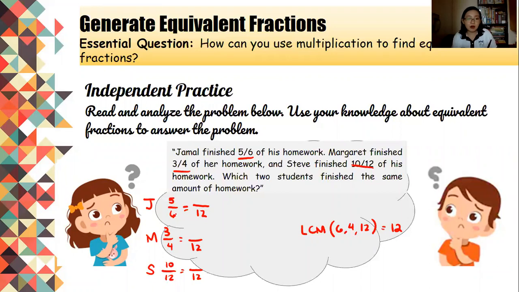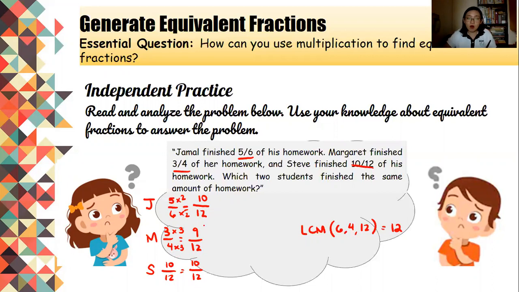So in this case, we have 6 becomes 12 by multiplying it by 2, correct? Do the same thing for the number on top. So we will have 5 times 2 is 10. Then, for the second one, from 4, for it to become 12, we have to multiply it with 3. 4 times 3 is 12. Using 3 as well, we have to multiply it with our numerator. So 3 times 3 is 9. Then lastly, since for Steve, the denominator is already 12, therefore, it will stay as it is.